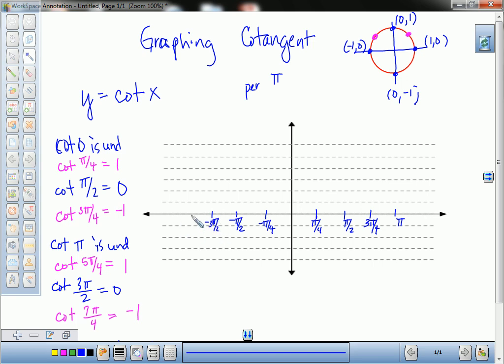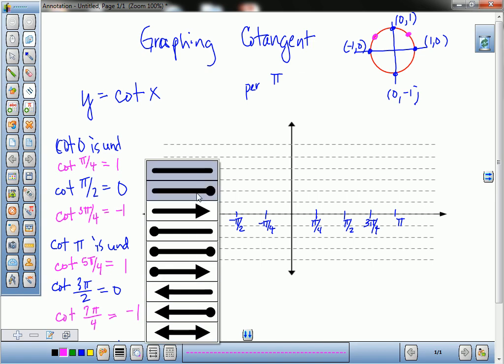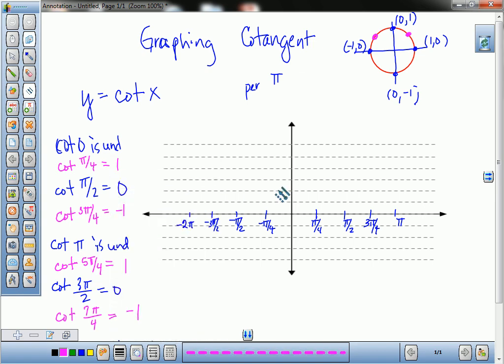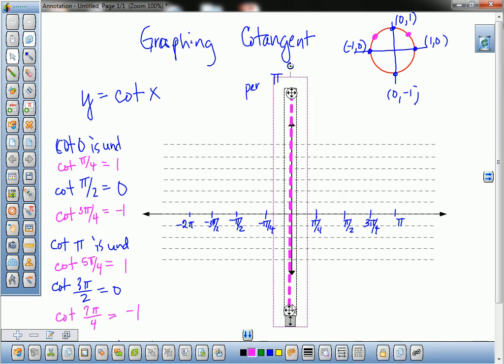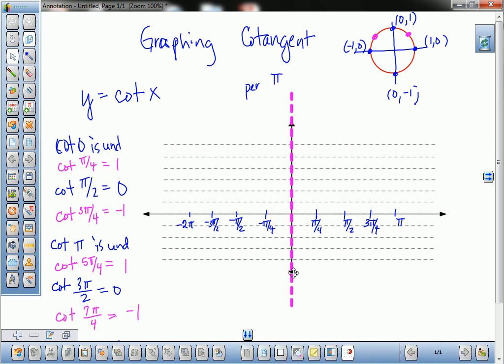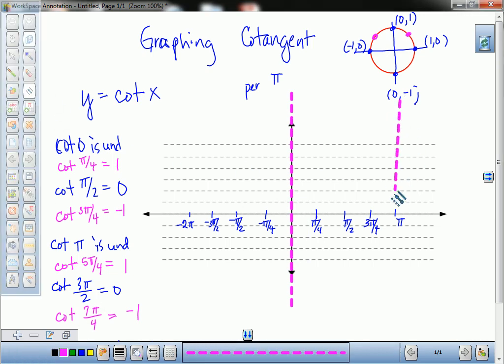All right, so we know at 0 and at pi, we are undefined. So we'll go in and draw them in a different color to make them seem important, because they are our asymptotes. That's a value where this function is undefined. Let's see if I can slide that over onto the axis. And there we go. There's our first asymptote. We have another asymptote over here at pi.